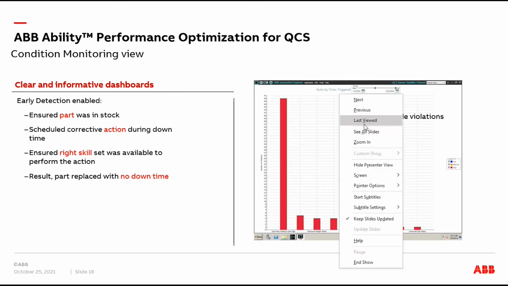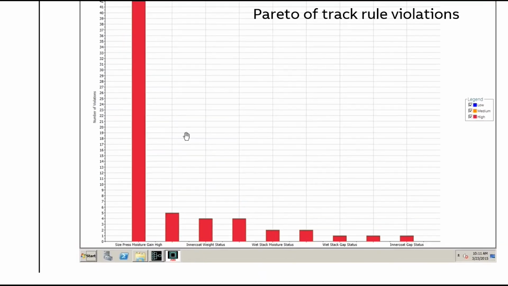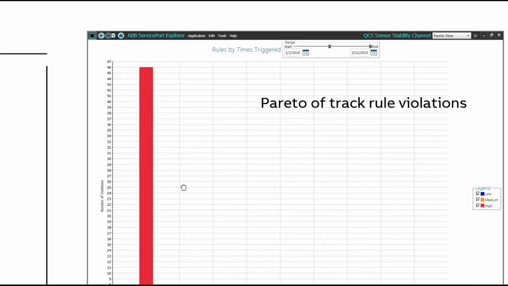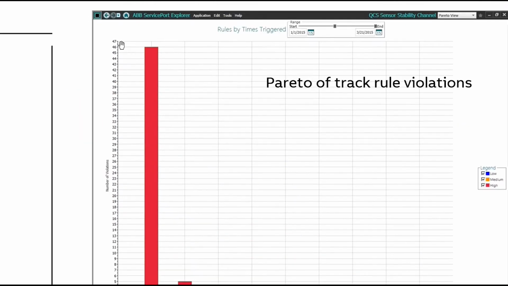So this is a Pareto view. If you see, this is a similar case, a size space moisture gain is high. This has been triggered almost 46 times, maybe in a date range of 45 days, or 2 months, or 3 months, which has been monitored. And these are the other issues which have been monitored, but those priorities are a little bit less, like those are triggered only 4 times or 5 times. So the major area of concern is this one because it's been triggered most of the time.